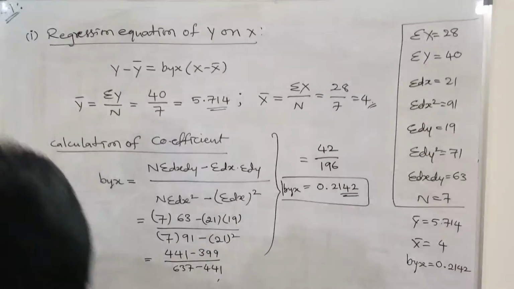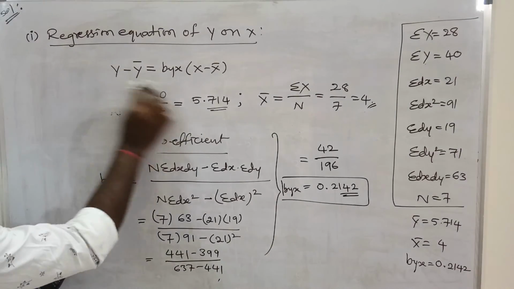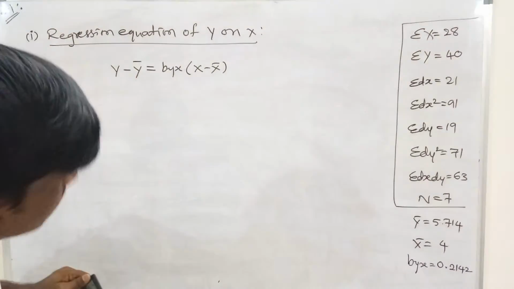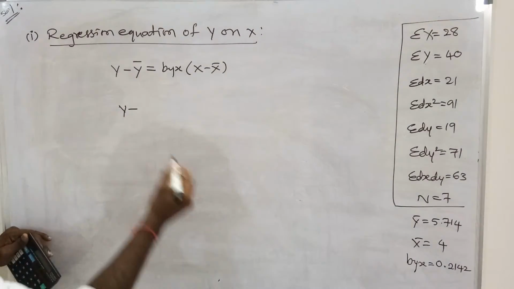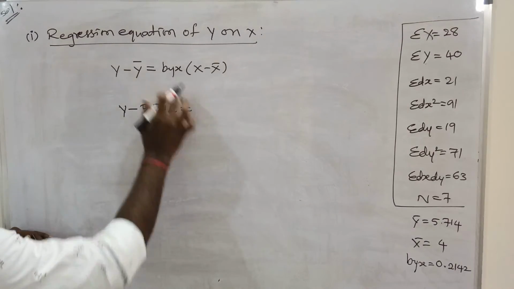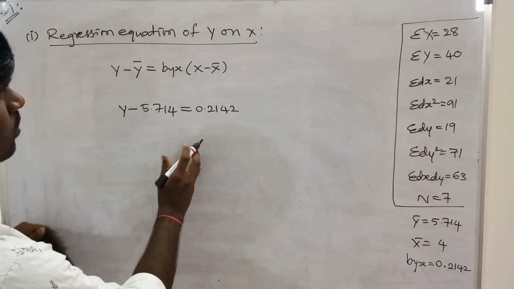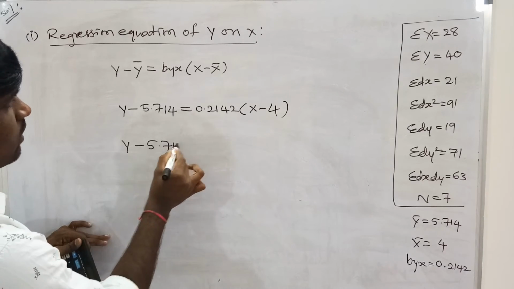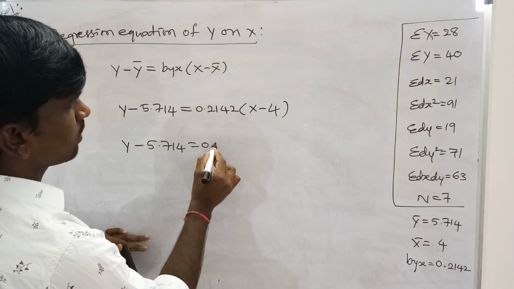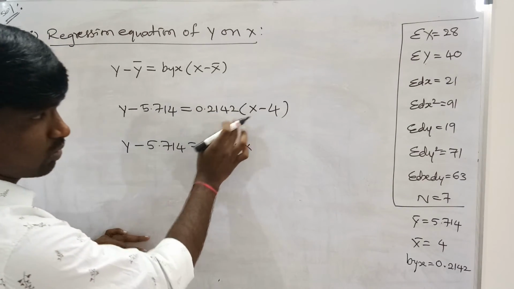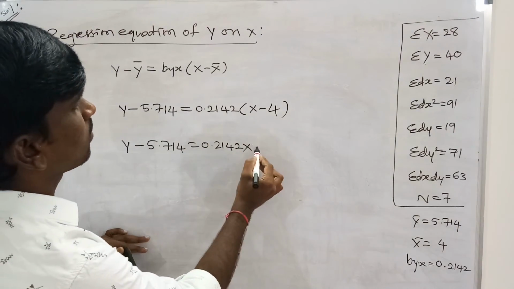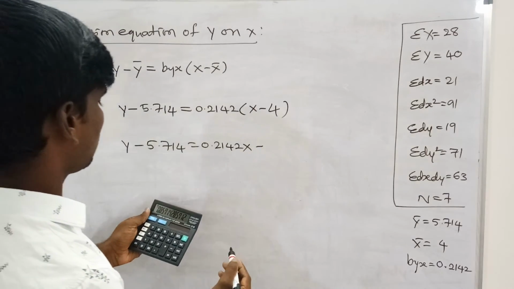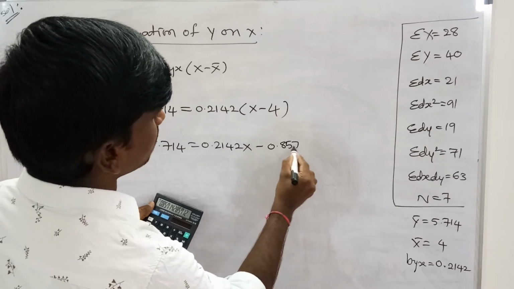y bar calculation, x bar calculation, b y x calculation, right? Now we insert the values here. y minus y bar, what is y bar? 5.714, is equal to b y x 0.2142 into x minus x bar, that is 4. So y minus 5.714 is equal to 0.2142 x minus 0.2142 into 4, that is 0.8571.